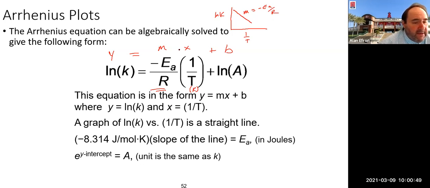R is the gas constant, the one that involves energy, so not the one that we use for gases. It's the 8.314 version of the gas constant. Again, this line here is going to be negative in terms of the slope, and the negative here, as we talked about, will typically turn our activation energy into a positive number.